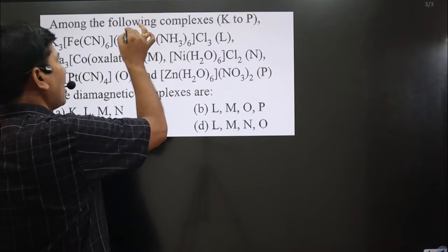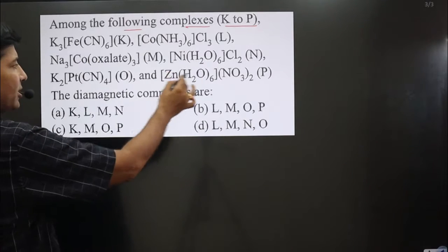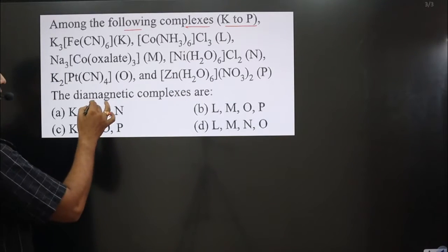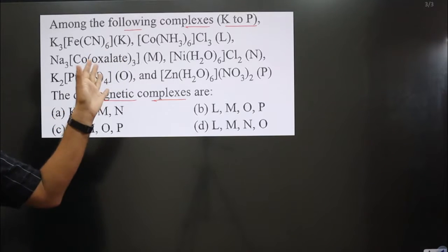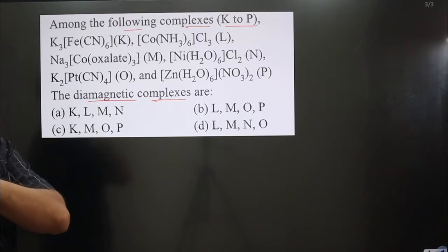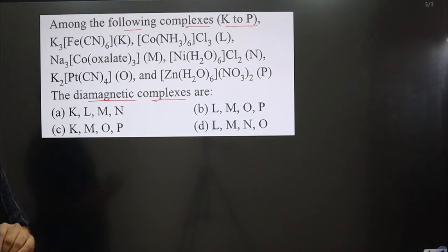The question says: among the following complexes, the diamagnetic complexes are... We have to identify which complexes are diamagnetic by nature, meaning they do not have any unpaired electrons.